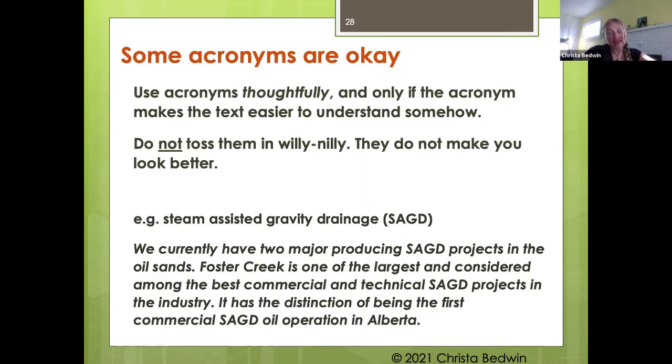Another thing is that SAGD is a very common term in that industry. But even if that's a very common term, I still want it to be spelled out the first time. Cannot skip it. And luckily, Perfect It would check that. Very good if you have to edit industry stuff.